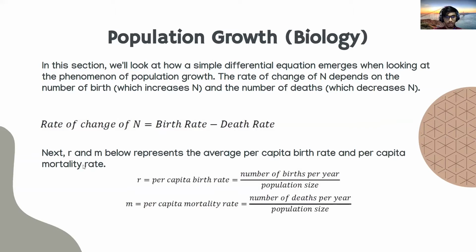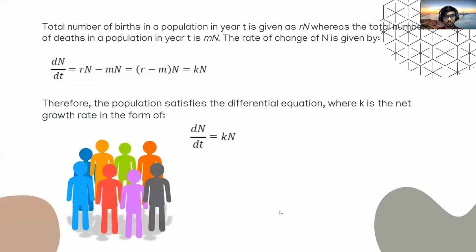Next, we have R and M, which represent the average per capita birth rate and per capita mortality rate. R equals the number of births per year over the population size, and M equals the number of deaths per year over the population size. So the total number of births in the population in year t is given as RN, whereas the total number of deaths in the population in year t is MN. So the rate of change of N is given by the derivative dN/dt equals RN minus MN.